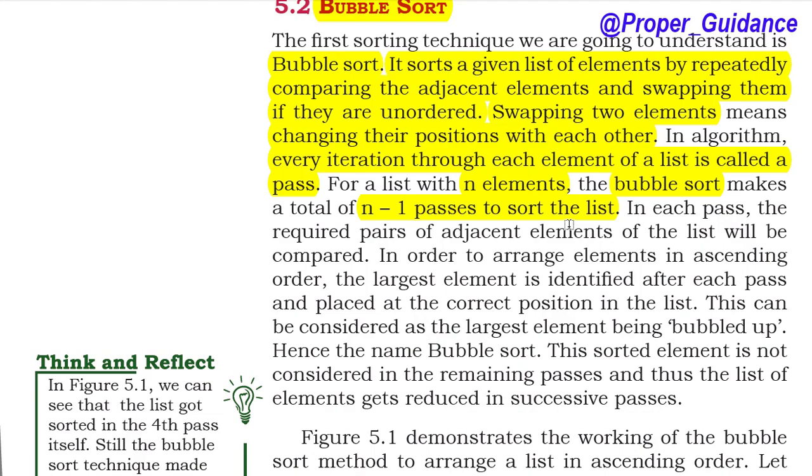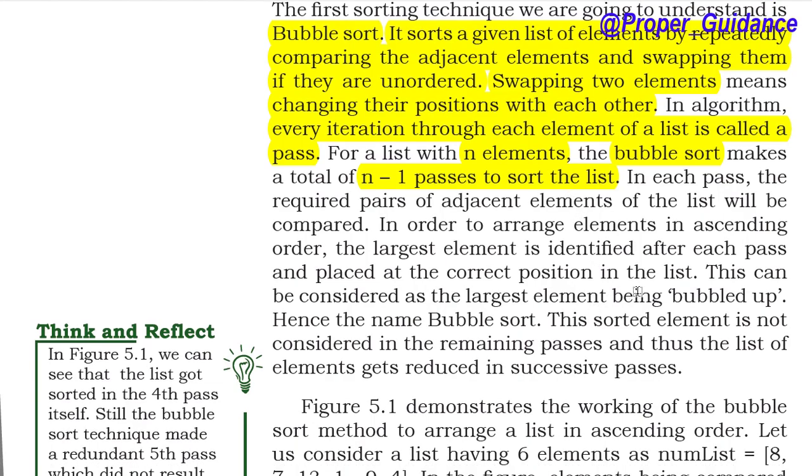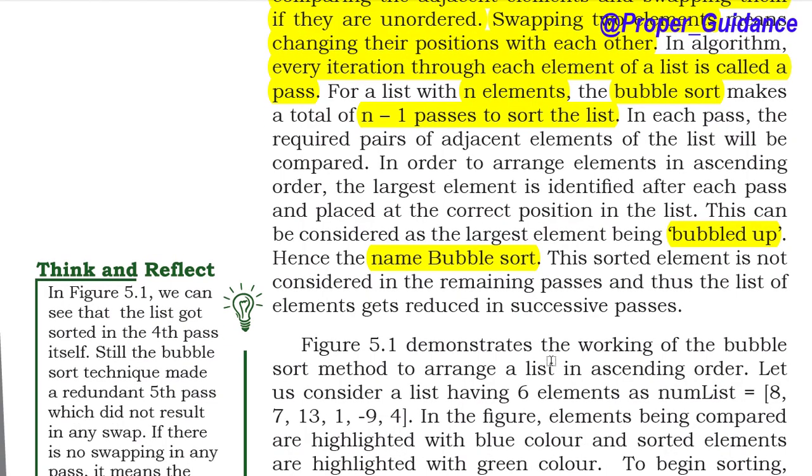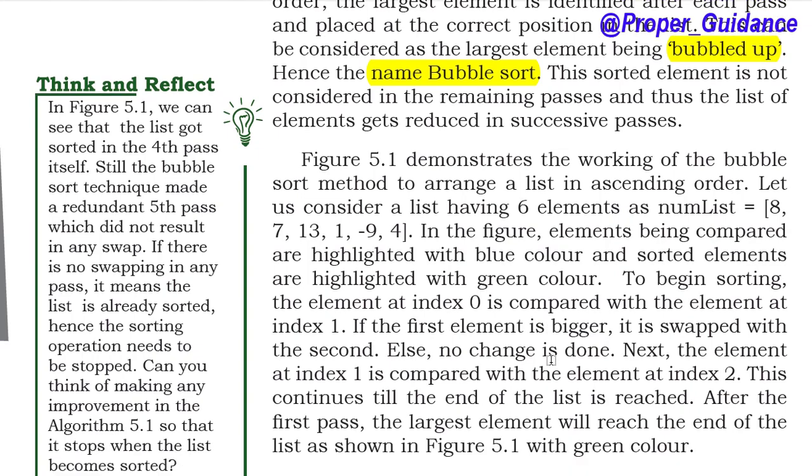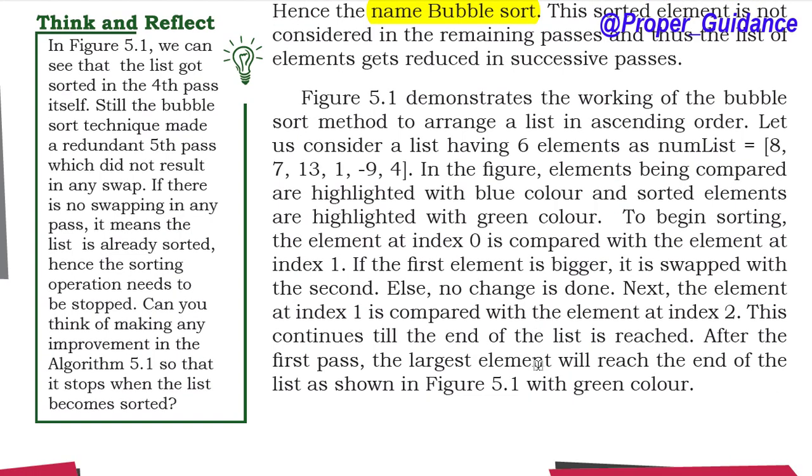In order to arrange elements in ascending order, the largest element is identified after each pass and placed at the correct position in the list. This can be considered as the largest element being bubbled up, hence the name bubble sort. The name indicates what is actually happening in the sorting algorithm. This sorted element is not considered in the remaining passes, and thus the list of elements gets reduced in successive passes. Here is a figure demonstrating the working of the bubble sort method to arrange a list in ascending order.